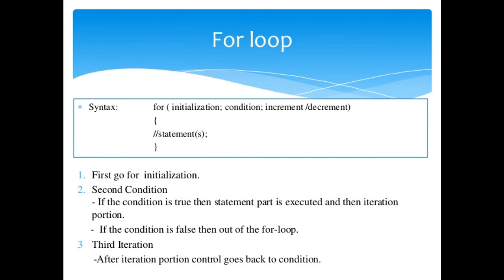The last one is the for loop. See the syntax: for initialization, condition, increment or decrement, and within curly braces we are giving the set of statements. First we have to initialize the variable and then check the condition. If the condition is true, the statements are executed and then the variable is incremented or decremented. If the condition is false, it will exit from the loop. After incrementing or decrementing the variable, the control transfers to check the condition.